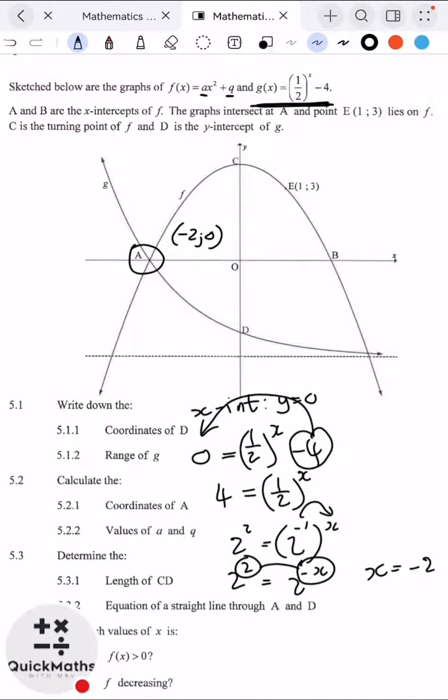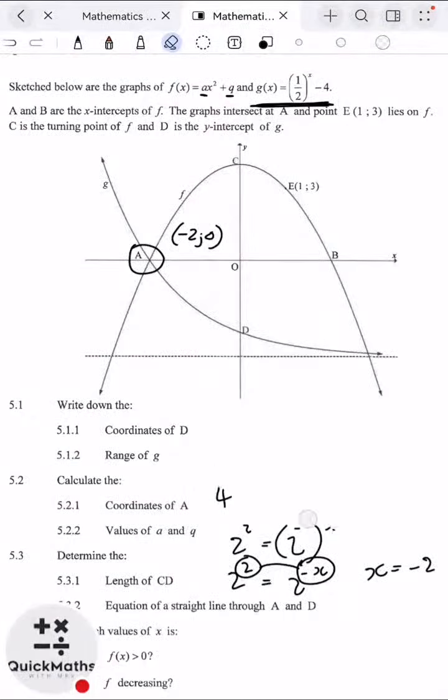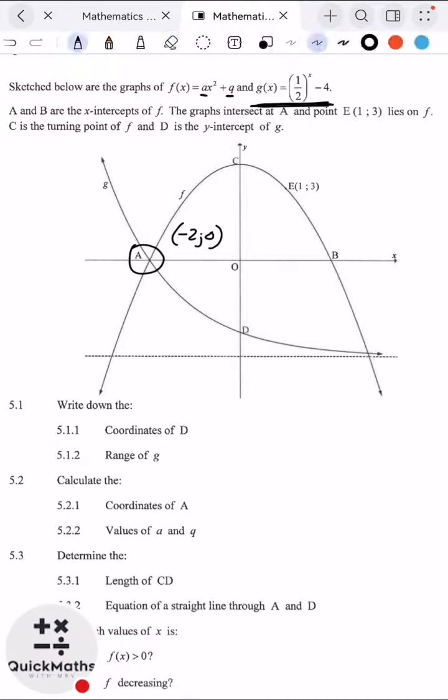So basically what they're asking us is they want us to find the equation of the parabola. That's what they're saying. Okay. So let's do that quickly. In order to find the equation of any function, we're going to start by writing down the general equation, which they gave us. So we'll say y is equal to ax squared plus q.